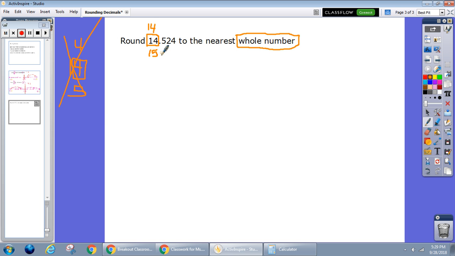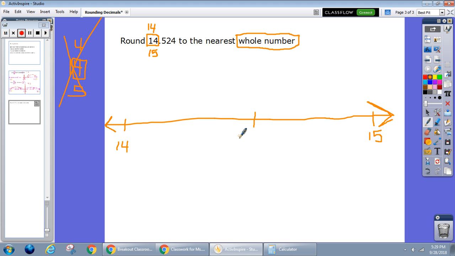So let's look. 14 and 15 is where I am at. So I draw my number line. I have 14 on this end because that's my top benchmark number. I have 15 on this end because that's my other benchmark number. Right in the middle, what would I have? 14 and a half, which we could call 14 and 5/10. Draw the rest of my intervals.